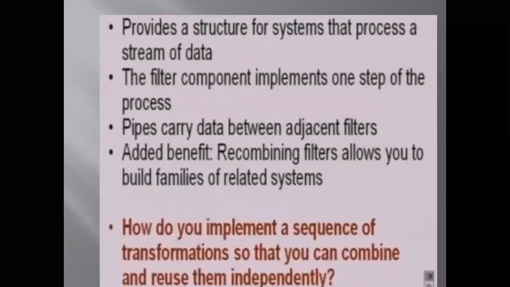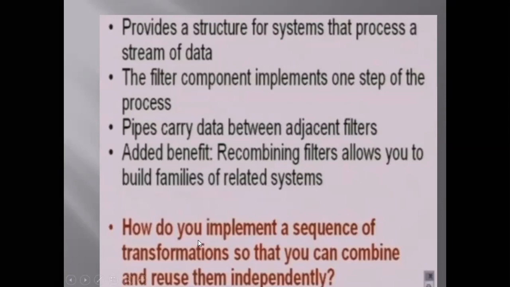So this is how it provides a structure to process a stream of data, and there will be two main components: the filter component, which does the computation task, and the pipe component, which does the task of delivering the data from one filter to another filter. The other benefit is that we can recombine the filters, which allows us to build families of related systems. In the sense that we can recombine and reconfigure the filters, add more filters, or remove some filters, so it can be used for other similar systems.